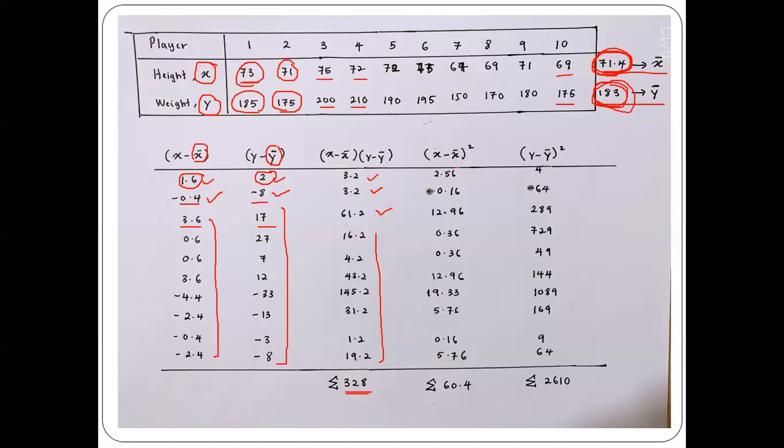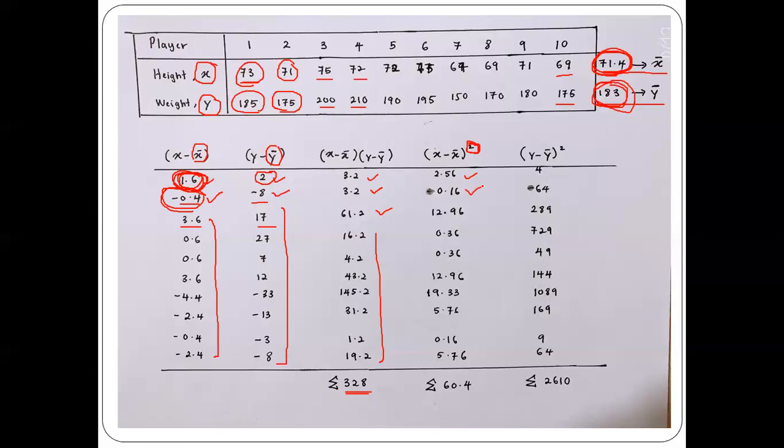And then you must also get the value of x minus x bar squared. So x minus x bar is, for example, 1.6. So you square 1.6, then you will get 2.56. And then negative 0.4 squared, you will get 0.16.